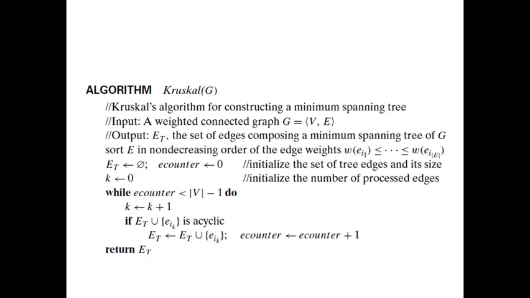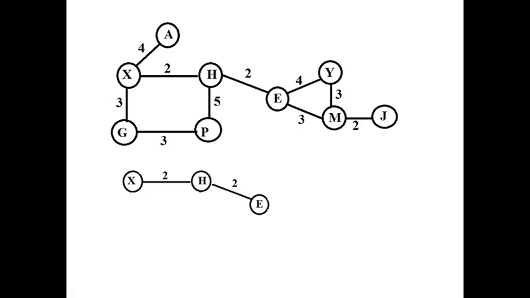So this is the algorithm given for Kruskal's. What you have to do is just keep constructing the minimum spanning tree. The only condition is that when you want to include a new edge into the minimum spanning tree, you have to check whether adding that will not form a cycle. That is, the minimum spanning tree should remain acyclic. That is the only criterion you have to check.